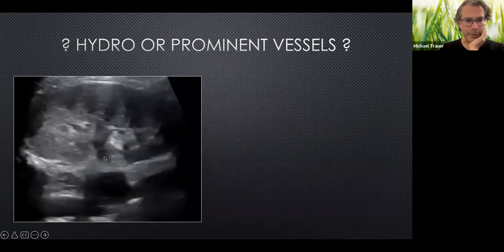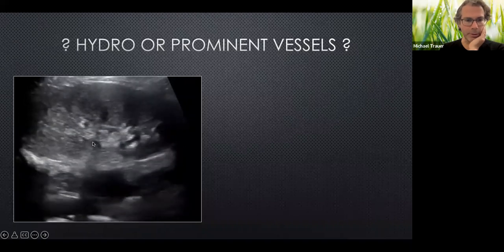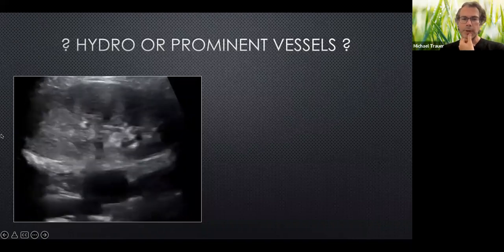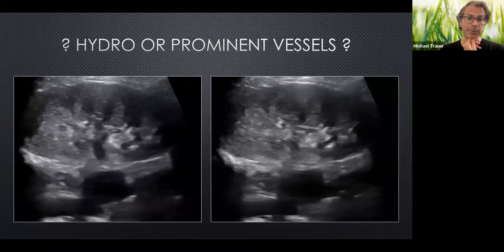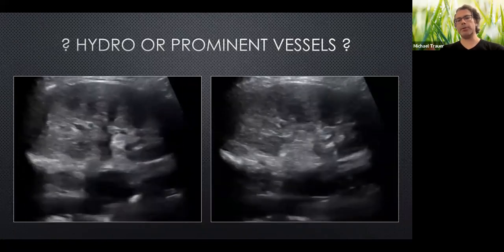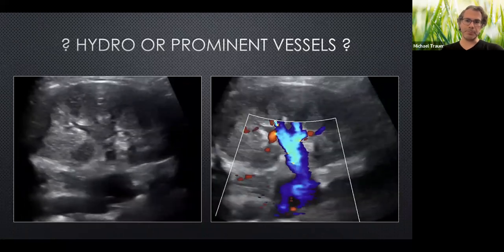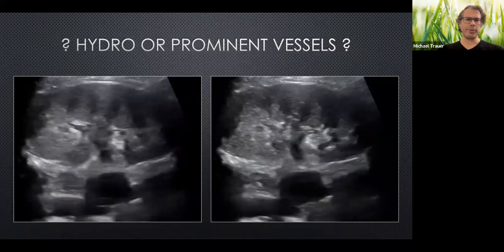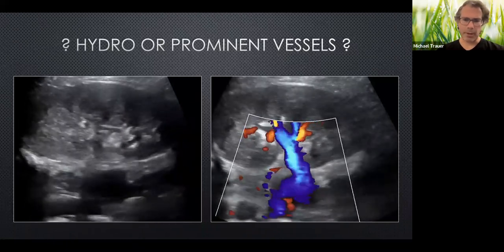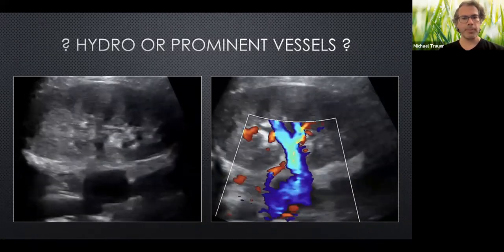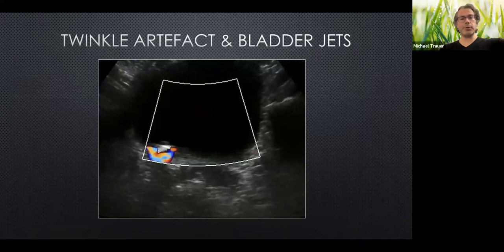There's this prominent anechoic tree-like structure coming up here. But if you want to check whether that's hydronephrosis or prominent vessels, you can just throw a color Doppler box over it, and immediately you can see that that's just vessels. That's not hydro. So I actually use it for that reason sometimes. Often young patients will have quite prominent vessels, and color can help you determine that they are vessels and not hydronephrosis.